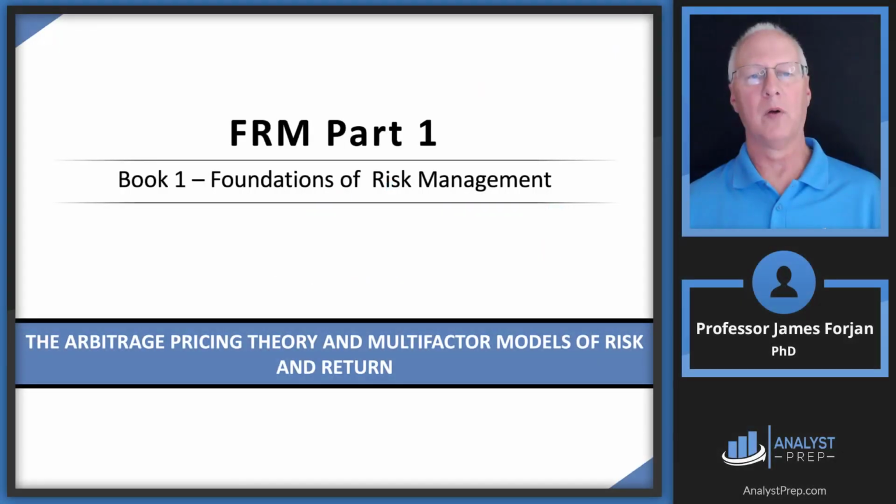This is FRM Part I, Book 1, Foundations of Risk Management, and the chapter on Arbitrage Pricing Theory and Multifactor Models of Risk and Return. To understand the tremendous value that Stephen Ross provided us back in 1976 with his development of the APT model, one has to go back even further in time, back to 1952 and Harry Markowitz, and 1964 and William Sharpe with the development of the capital asset pricing model.